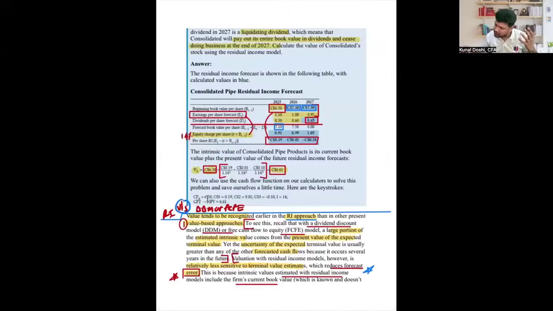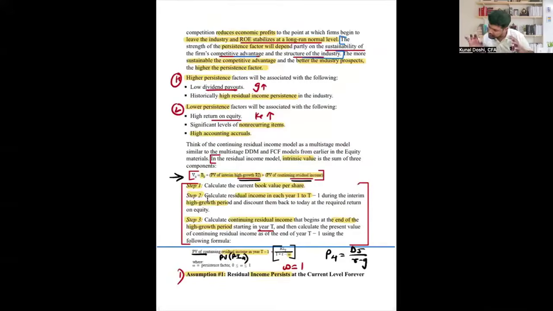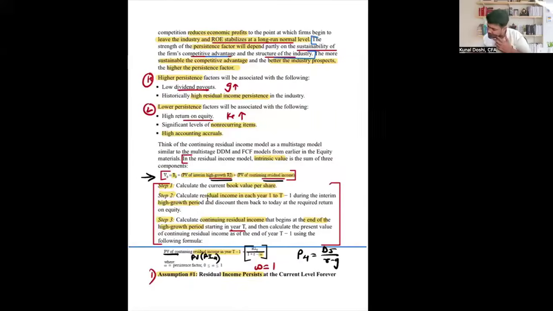What happened to my notes? Persistent factor. Where is the persistent factor? Yes, see here, not here, sorry.